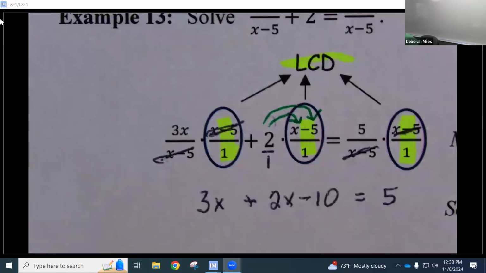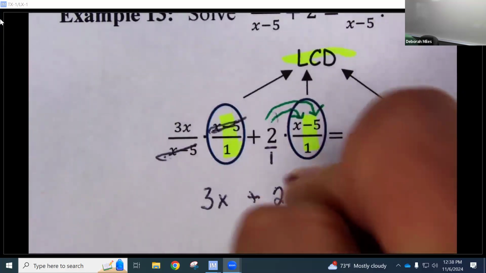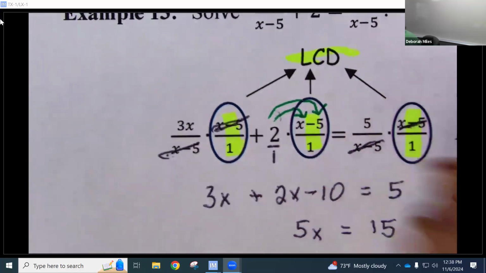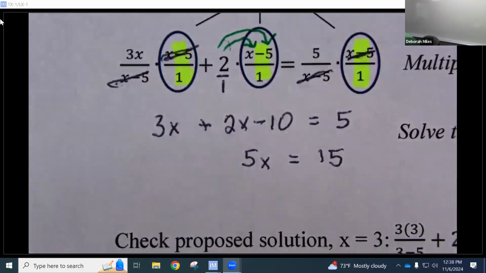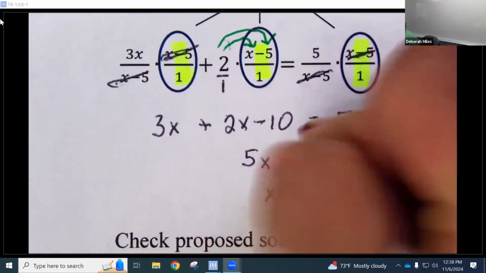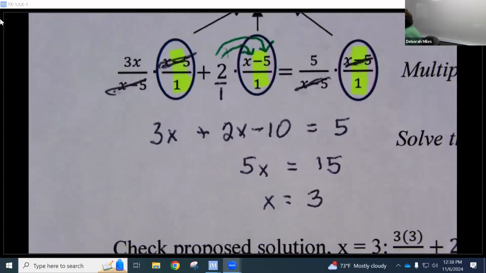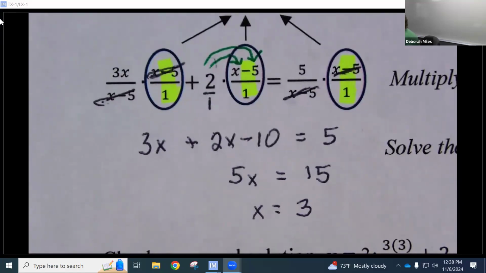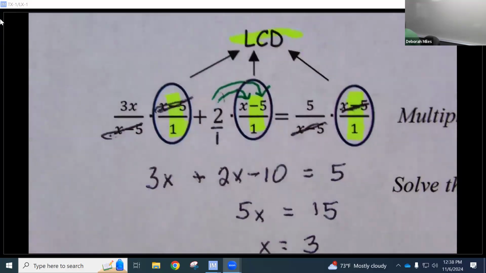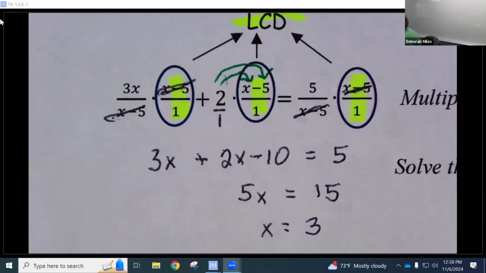All right, combining like terms and adding 10 to both sides, I get 5x equals 15, so x equals 3. Now, is there any reason that I cannot use 3 as an answer? It doesn't make any of the denominators 0, so it's fine.